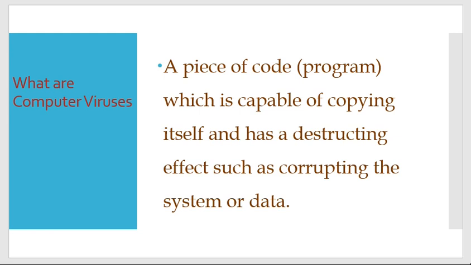A computer virus is a piece of code or a program which is capable of copying itself and has a destructive effect, such as corrupting the system or data. This all is done in our system. Once a virus enters our system, it replicates itself and destroys our data, program files, or memory area. Its main targets are these three places.